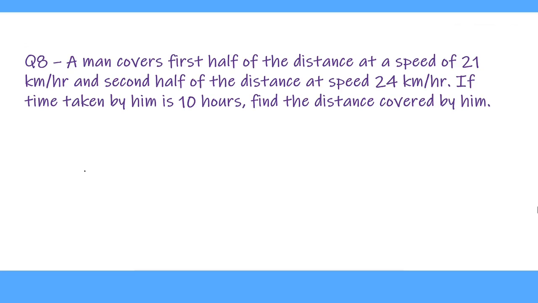As the distance for both the speeds is the same, we use the formula of average speed like this. Average speed equals 2xy upon x plus y. Here x is the speed for the first half and y is the speed for the second half. The speeds given to us are 21 and 24. So 2 multiplied by 21 multiplied by 24 upon 21 plus 24.